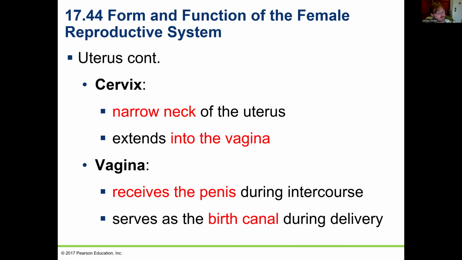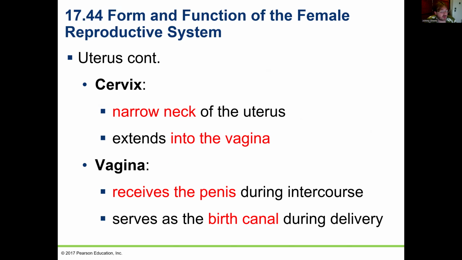Now, at the bottom of the uterus, there's going to be a narrow structure known as the cervix. And that is going to extend into the caudal vagina or the back of the vagina. Now, the vagina is going to be the organ that is actually used for sexual intercourse. That's the intent, is reproduction.